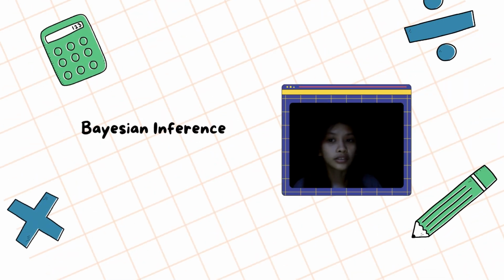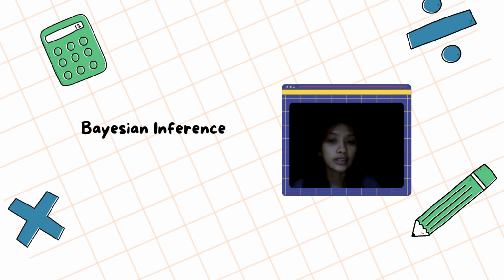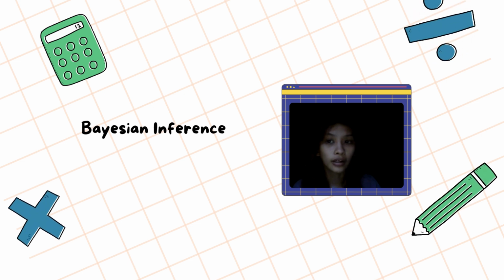As you can see, Bayesian inference isn't just a math concept. It plays a big role in real-life decision-making, whether it's about health, technology, or even predicting the weather. Bayesian thinking helps systems and people make smarter choices as new information becomes available. So it's everywhere, even if we don't always notice it.